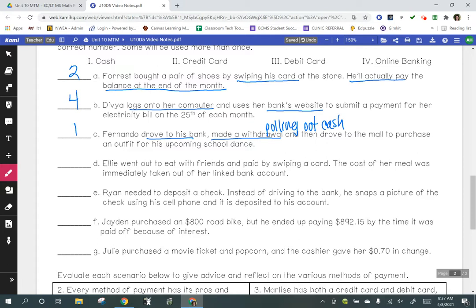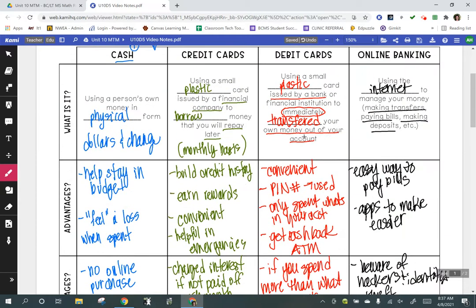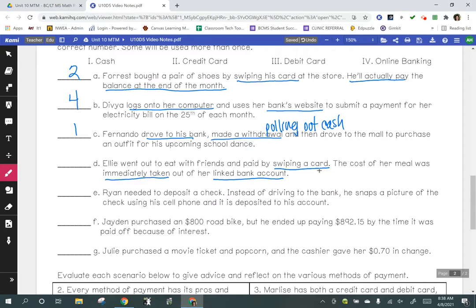All right, I'm going to do one more. Ellie went out to eat with friends and paid by swiping a card. She swiped a card of some sort. The cost of her meal was immediately taken out of her linked bank account. So what does that mean? If it's linked and it's immediately taken out, is that a credit card or is that a debit card? Hopefully you said debit card because it's immediately withdrawn and it's linked to her checking account. And debit card is 3. All right, so you're going to try E, F, and G on your own. Good luck.